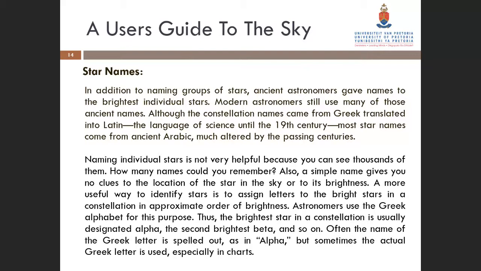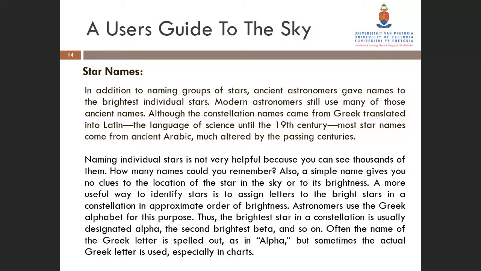Naming individual stars is not very helpful because you can see thousands of them. How many names could you remember? Also, a simple name gives you no clue to the location of the star in the sky or to its brightness. A more useful way to identify stars is to assign letters to the bright stars in a constellation in approximate order of brightness. Astronomers use the Greek alphabet for this purpose.